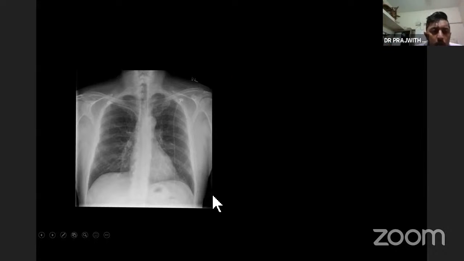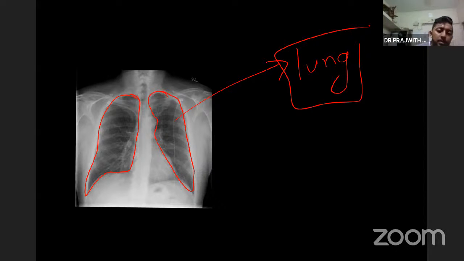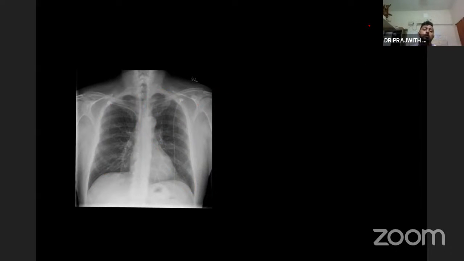Now, we can also see a few other structures here. What is the structure that we are seeing here? This is the lung. Whatever is appearing blacker is lung. Why is the lung appearing blacker? Because the lung contains air, which will allow most of the x-rays to pass through it, except a few x-rays that will be stopped by the interstitium in between. Other than that, it's only air. So most of the x-rays pass through it, and it will make the film blacker. So that is about the chest x-ray.